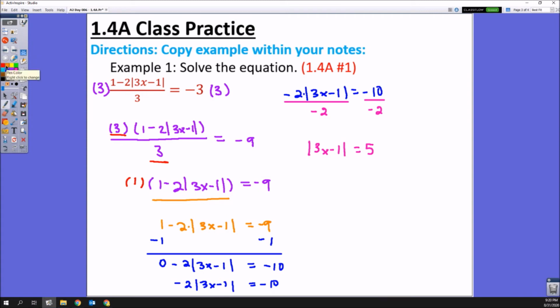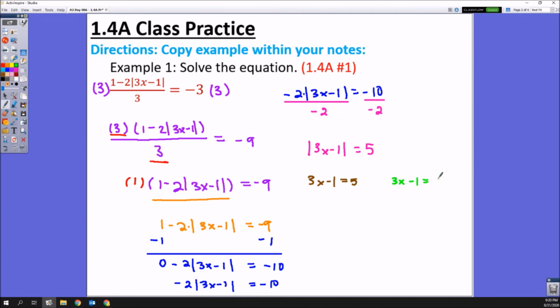So we're going to write our two equations. We're going to write 3x minus 1. I'm just writing what's inside the absolute value, and I'm going to set it equal to positive 5. Then I'm going to write the second equation, 3x minus 1 equals what's the opposite of positive 5? That's negative 5.